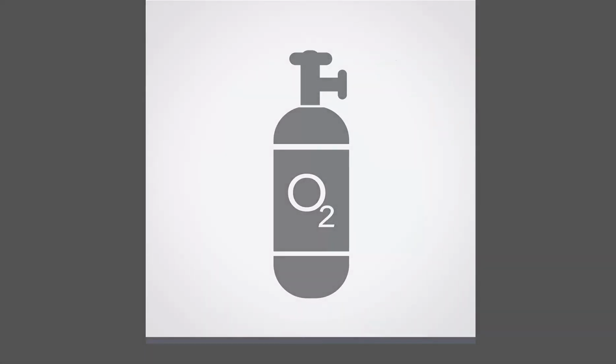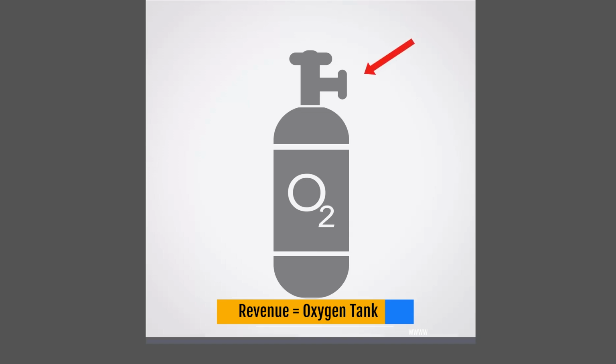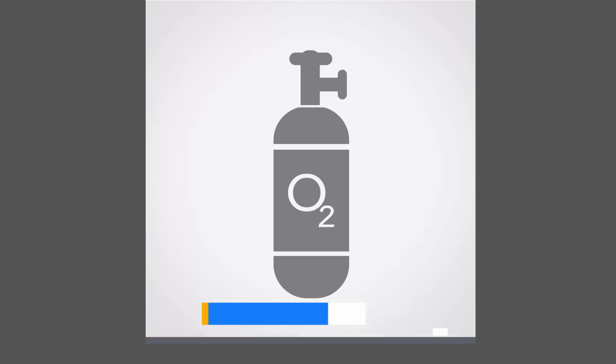Ever used an oxygen tank? The most important part of the oxygen tank is its valve. If the valve is shut, there's no oxygen flow. A hotel occupancy rate is much like the valve in an oxygen tank. The oxygen tank represents the revenue that a hotel must earn.